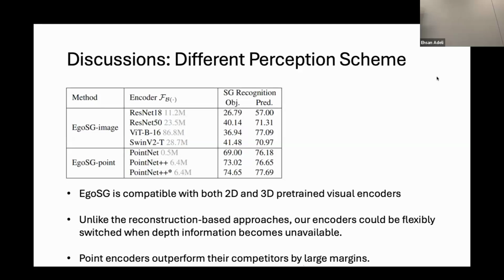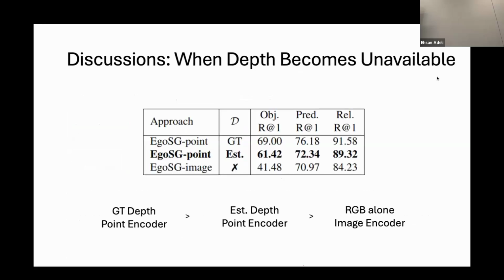It validates that the depth information encodes vital 3D cues for 3D scene graph recognition, and point encoders are capable of extracting them efficiently. To better understand the contribution of depth information towards the 3D SGP task, we further conduct the following experiments, where we find using estimated depth with point encoder seems a good option. Although it still falls short compared to the ground truth depth with point encoder, it would largely outperform the RGB alone with image encoder result.